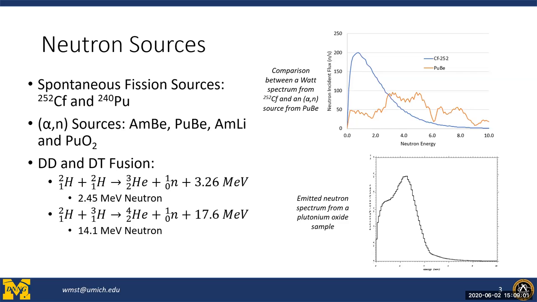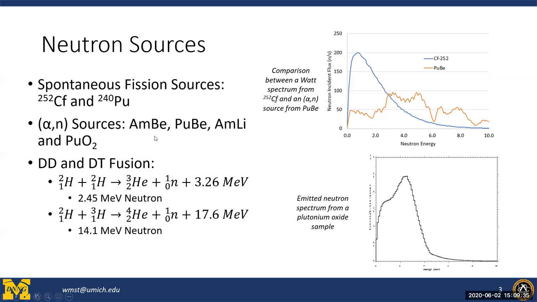Also notable, and one that you probably won't find in your laboratories, is plutonium-240. This is the common spontaneous fission source that you'll see in plutonium and any type of significant quantity of it. Additional sources are alpha-n sources. These are where you have an alpha emitter, where that alpha particle then goes and interacts with some kind of target atom, and then you get a neutron out of that reaction. Very typical sources are AmBe, americium-beryllium, or plutonium-beryllium.